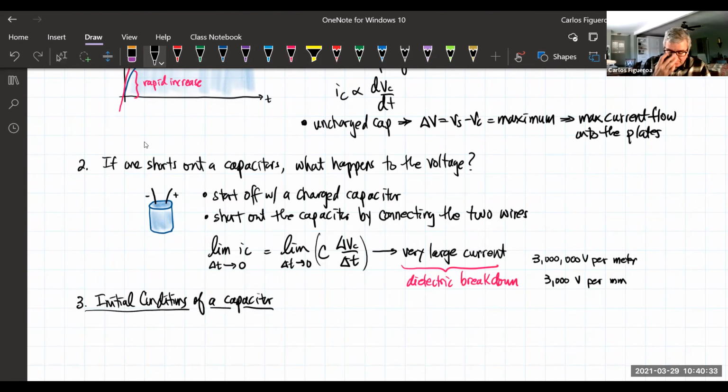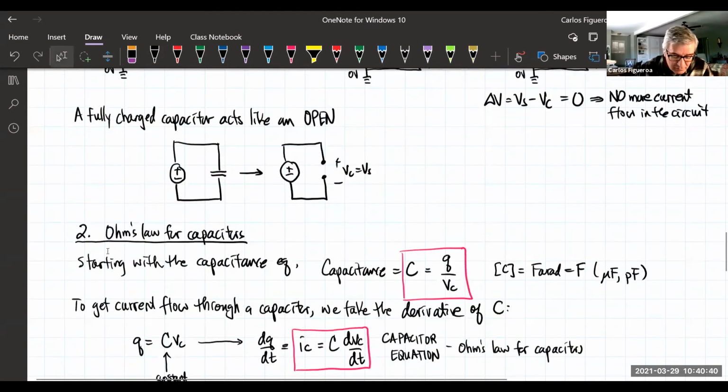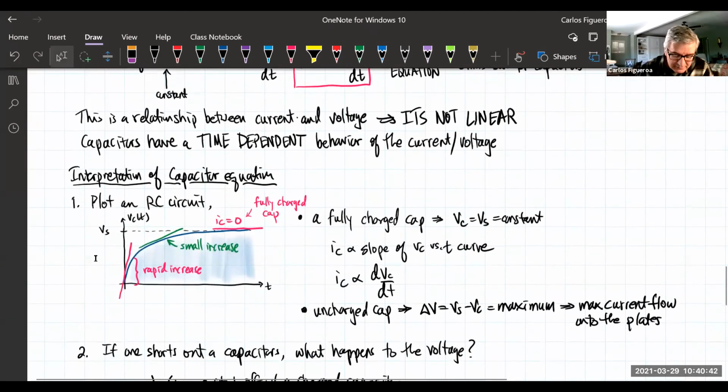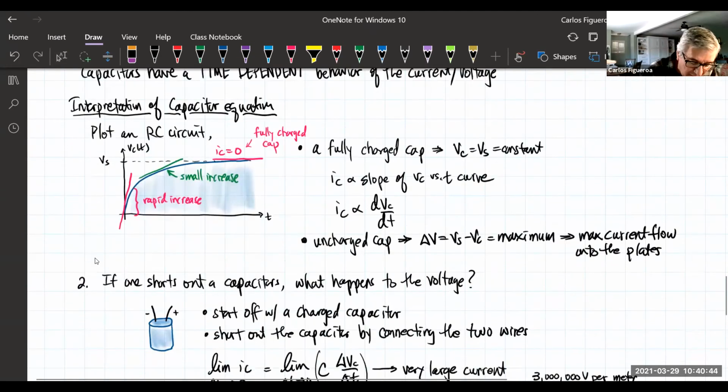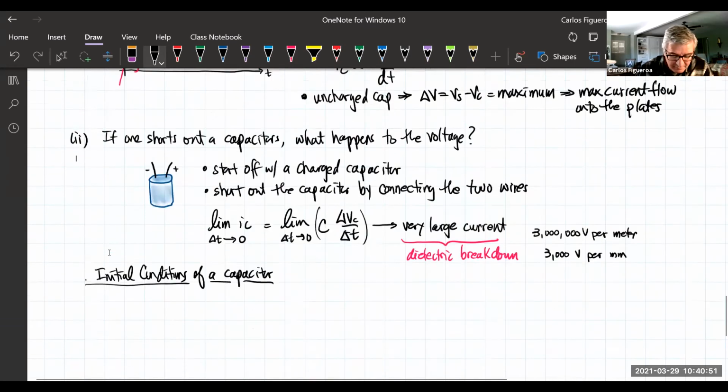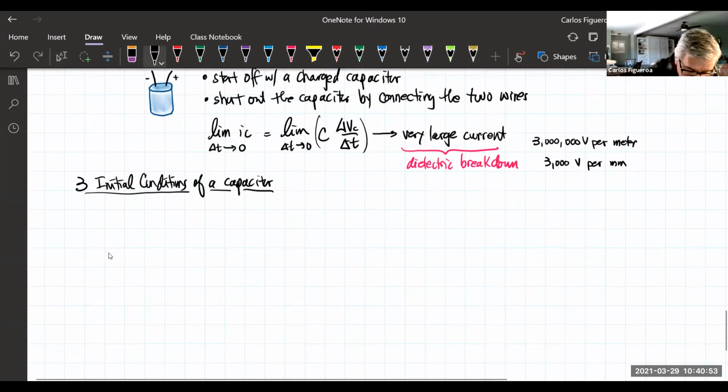Oh, I shouldn't call, you know what? Let's see, what did I do? I did 2, then I started calling these 1. I'm going to come back and change this to I, and this to double I, because I want to call this 3. So I follow the things that I said before. So here's what we know about capacitors.